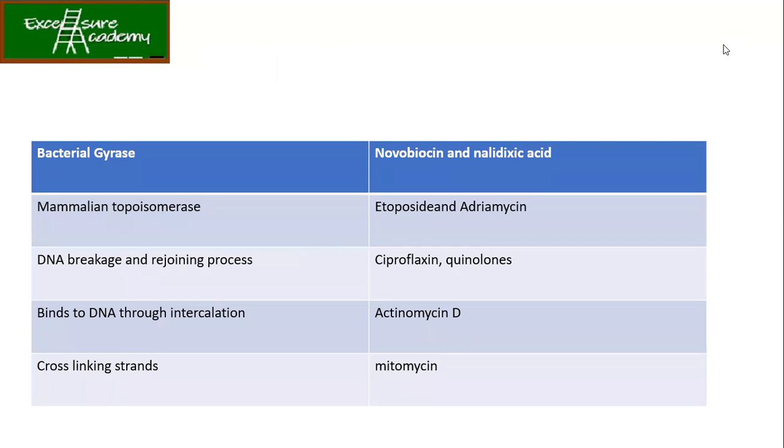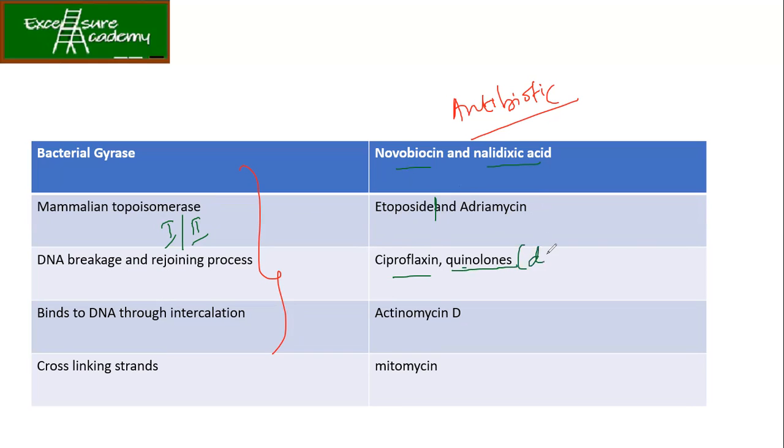Okay, here is also a very important thing. I made a table over here. These are the names of the proteins, and these are the names of the antibiotics, which might be asked in the exam, like what kind of antibiotic or inhibitor is able to inhibit these particular enzymes. For example, in the case of bacterial gyrase, it is novobiocin and nalidixic acid. In the case of mammalian topoisomerase 1 or 2, it is etoposide and adriamycin. Then for the DNA breakage and rejoining process, ciprofloxacin and quinolones. So you have quinolones and derivatives. Pay attention to the names: wherever quinolones or fluoroquinolones come up, understand they are asking for this DNA breakage and rejoining process.